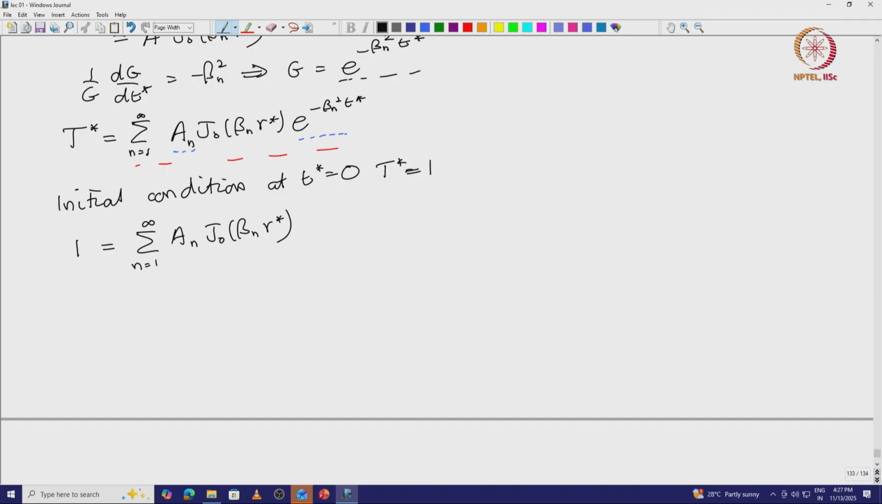How do we determine the coefficients? As you recall, for the Cartesian coordinate system, the solution was of the form sine of n pi z, or sine of I pi z. And the solutions that we got for the coefficients in that case used the orthogonality relation. Integral 0 to 1 dz star sine of I pi z star sine of j pi z star is equal to 1 by 2 delta I j.